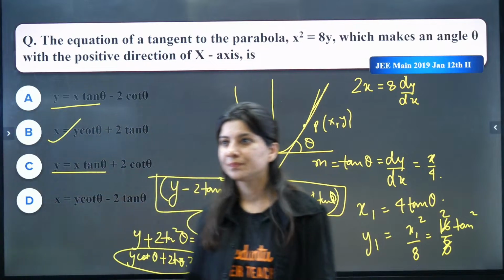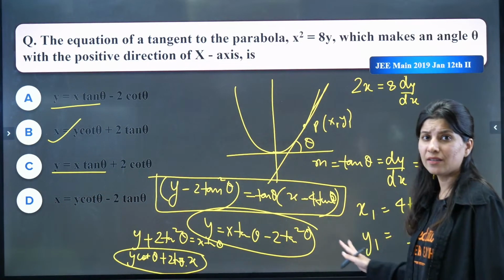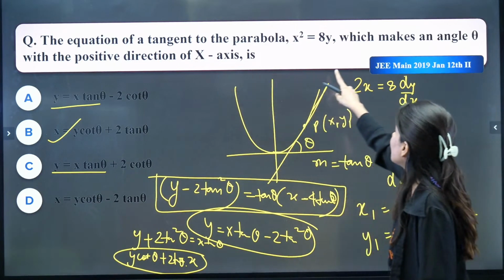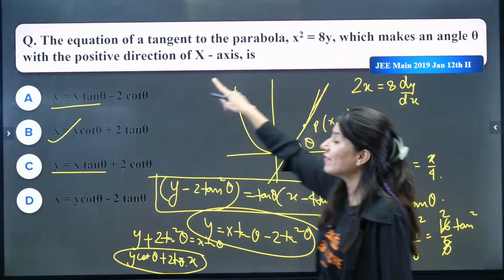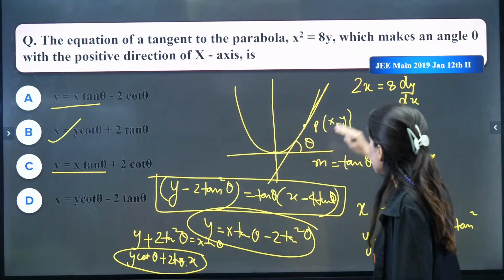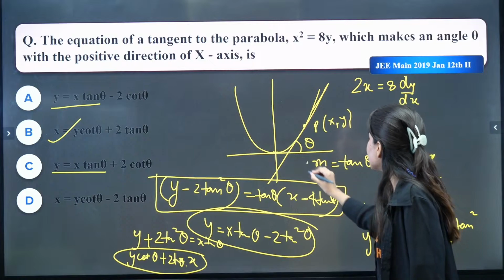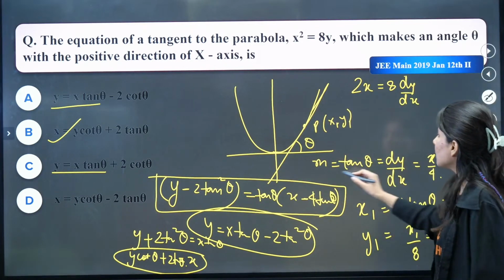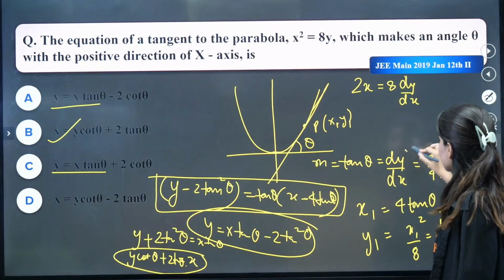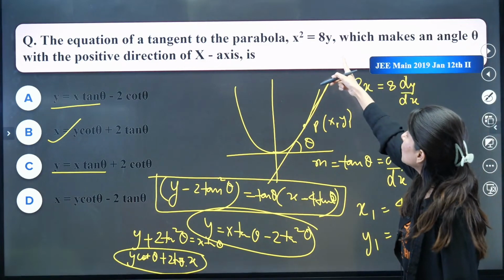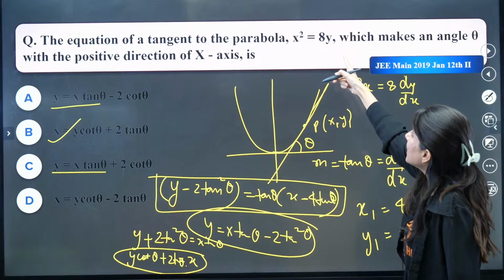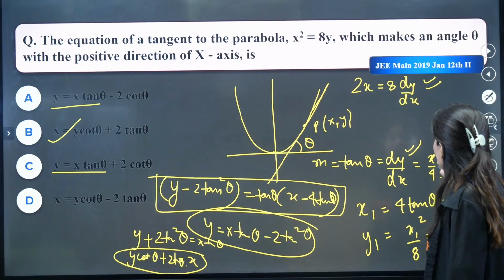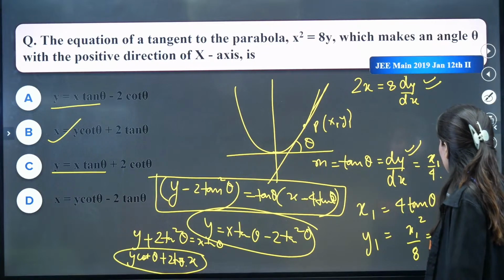Okay, I'm back. All right, so what we did, let me just explain to you. First of all, the equation of tangent to the parabola which makes an angle of theta with the positive direction of x-axis. So this is theta, that means the slope of the tangent is given to you, and the slope is tan theta, which is dy by dx. Now if I differentiate it, I get dy by dx is 2x by 8, so x by 4. If I talk about the x coordinate, that will be 4 tan theta.